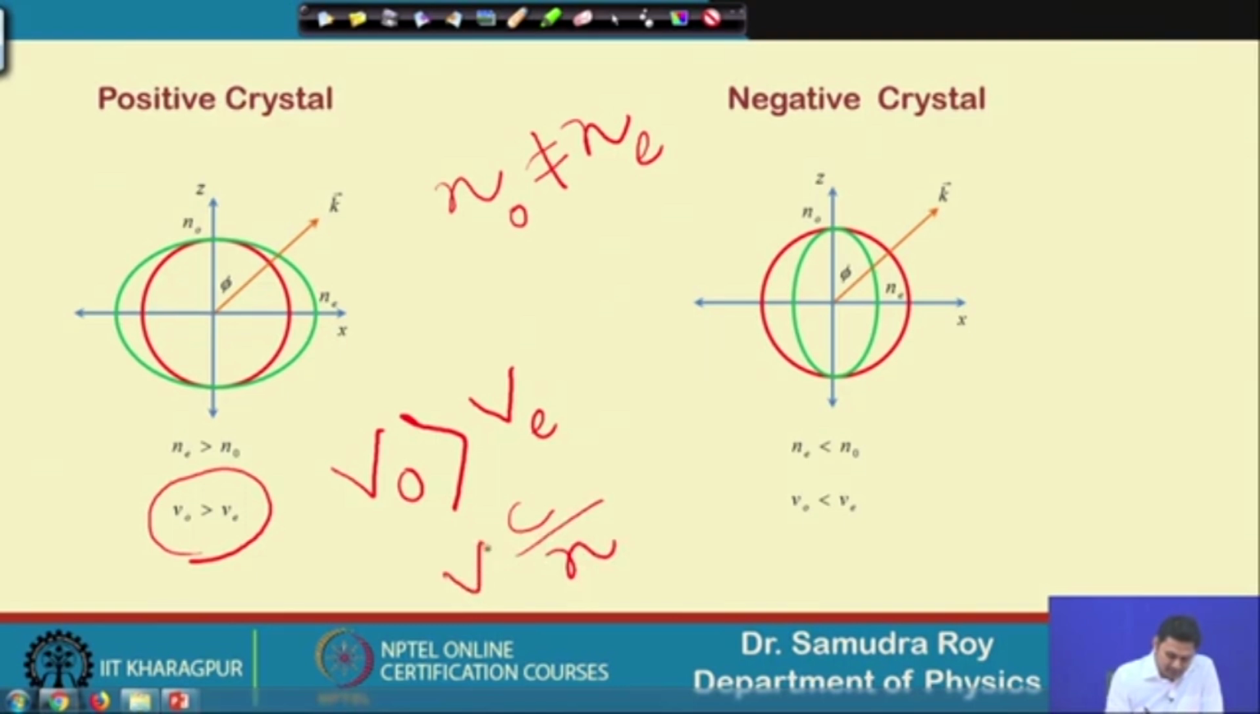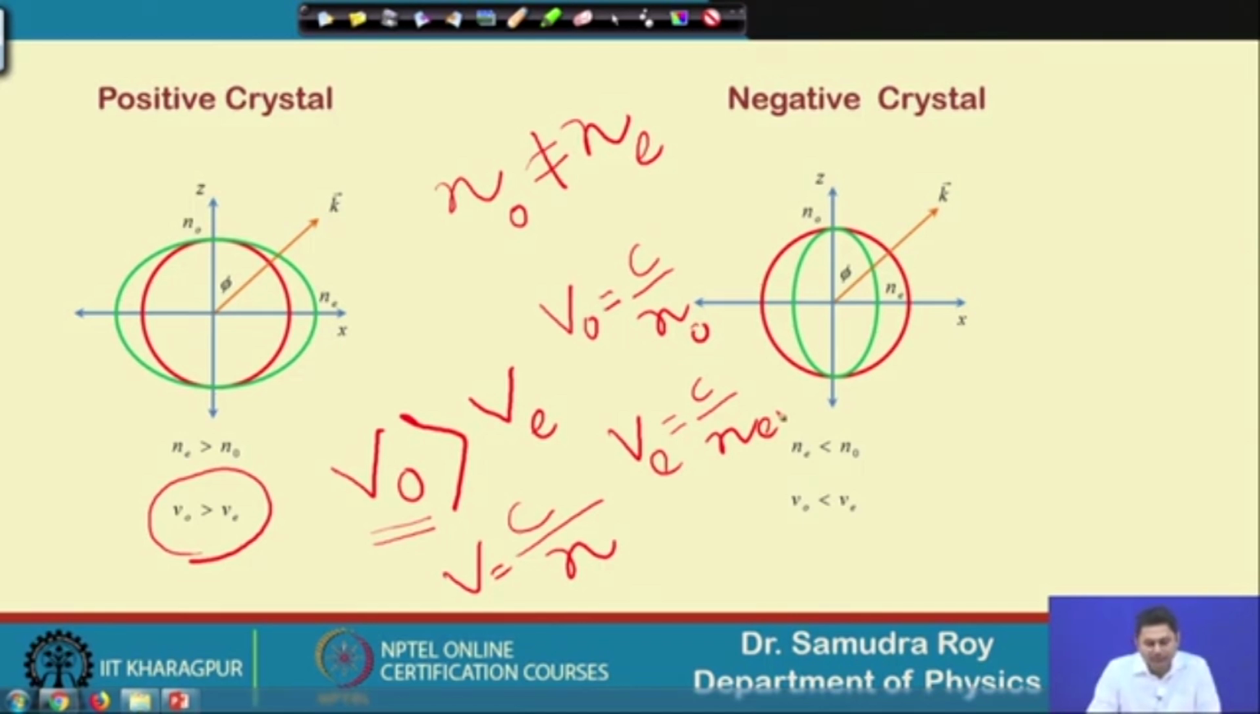This is the velocity. So, once I say this is VO, the velocity of the ordinary wave, then obviously I should write VO is equal to c divided by NO. In a similar way, I should write VE is equal to c divided by NE. So, now if the velocity of the ordinary wave inside the medium is greater than the velocity of the extraordinary wave, as shown here, then the crystal is a positive crystal.